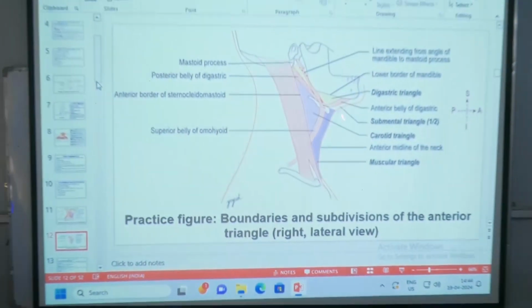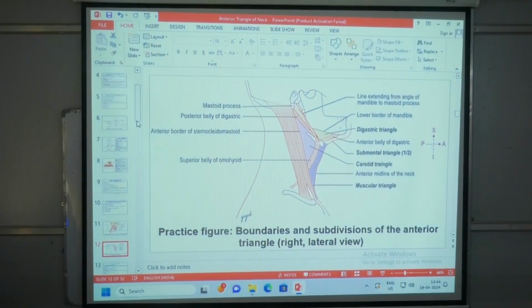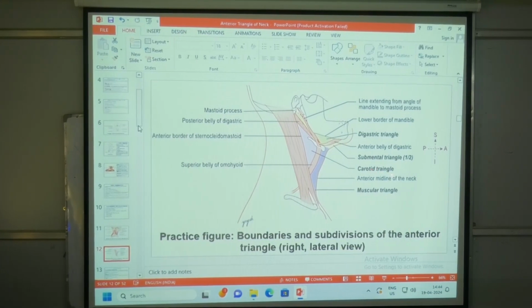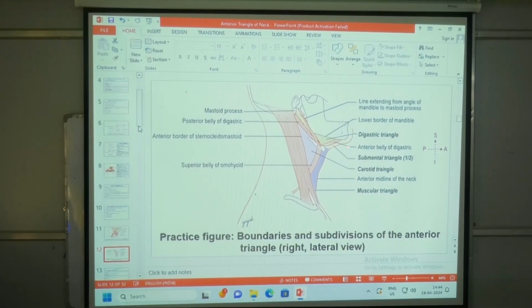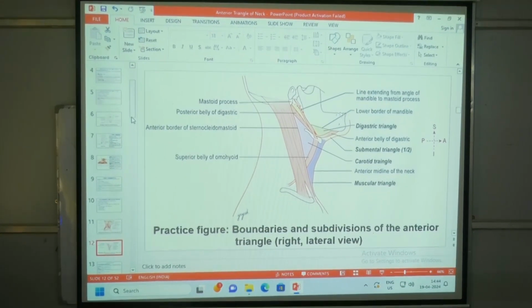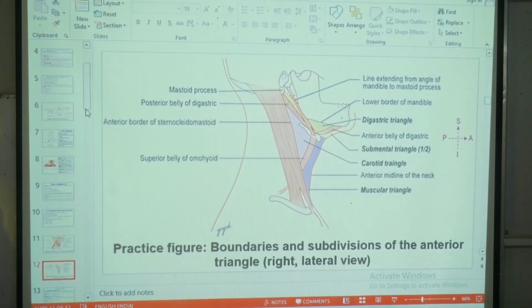Here we will again discuss the boundary. First, the submental triangle. This is forming half of the triangle. Apex is directed above, formed by symphysis menti. Base is formed by body of the hyoid. On two sides, the anterior belly of digastric. Floor is formed by the mylohyoid muscle. So this is the submental triangle.